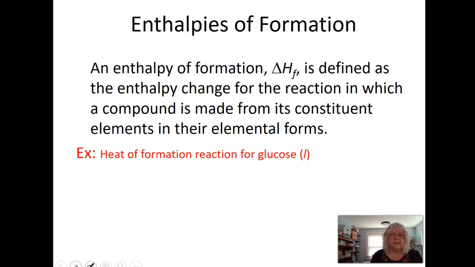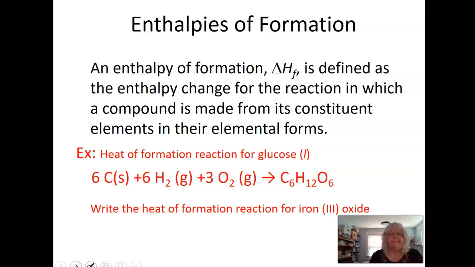temperature and pressure. So if I was going to write a heat of formation reaction for glucose, I would look at the elements that are in glucose. There are 6 carbons, 6 hydrogens, and 3 oxygens. And remember, oxygen and hydrogen are diatomic, so I had to write them as H2 and O2. And make sure I balance it. I have to leave a 1 in front of the C6H12O6. So this is always for 1 mole, forming 1 mole of the material.